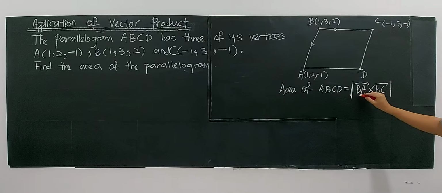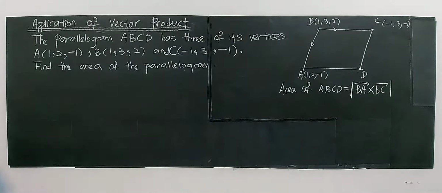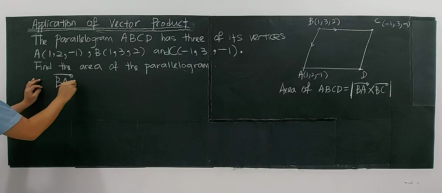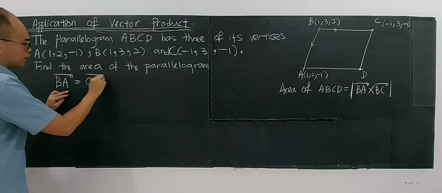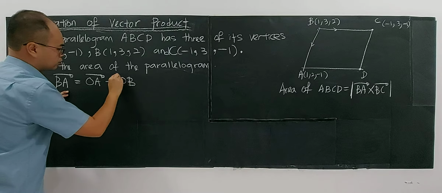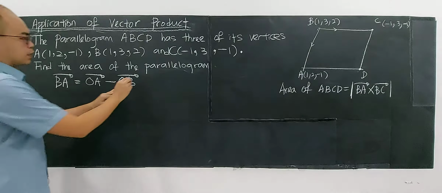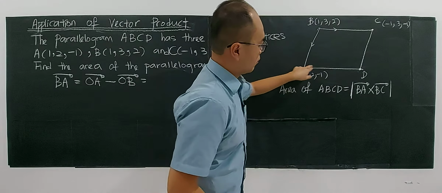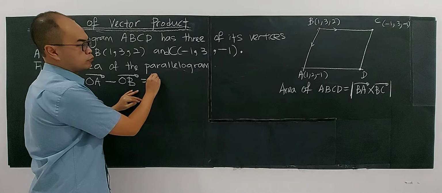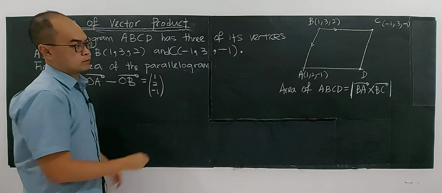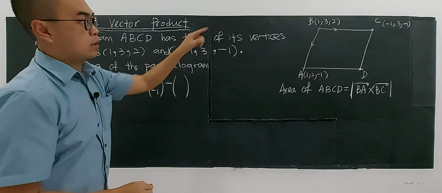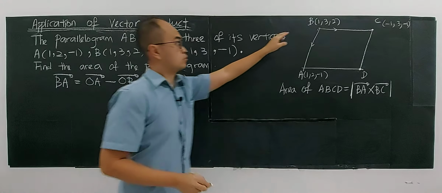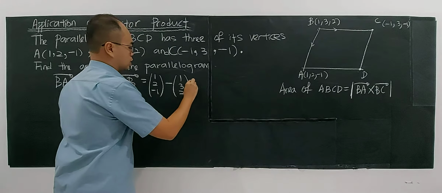At first I'm going to find the vector BA. How do we find the vector BA? Vector BA is the position vector of A minus the position vector of B. So I write OA in column vector form, which is (1, 2, -1), minus OB, which is (1, 3, 2).